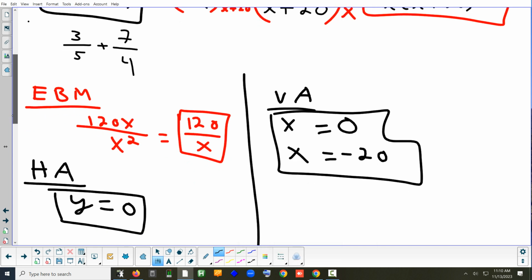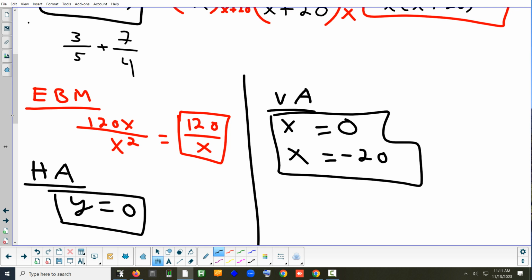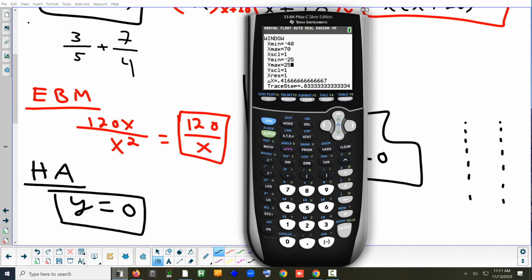Now, how many vertical asymptotes did we have? 2. Remember, when you draw 2 vertical asymptotes, how many sections of graph do you get? 3. You get a left, a middle, and a right. So we should see 3 sections. I don't think I typed in the formula yet.